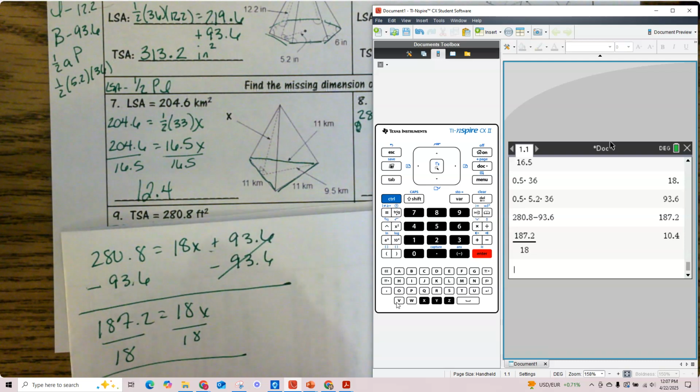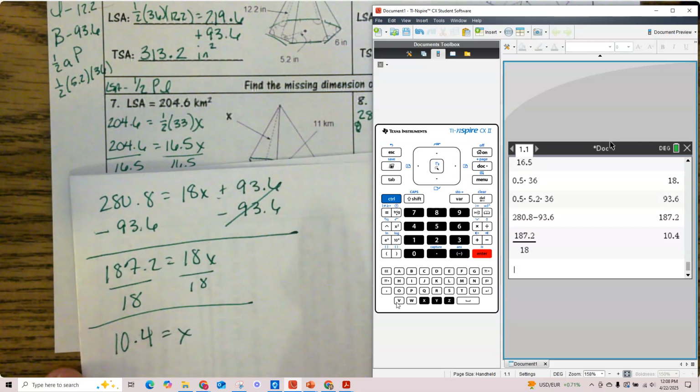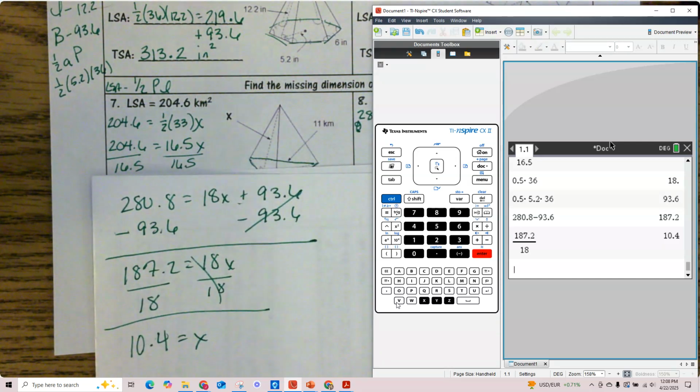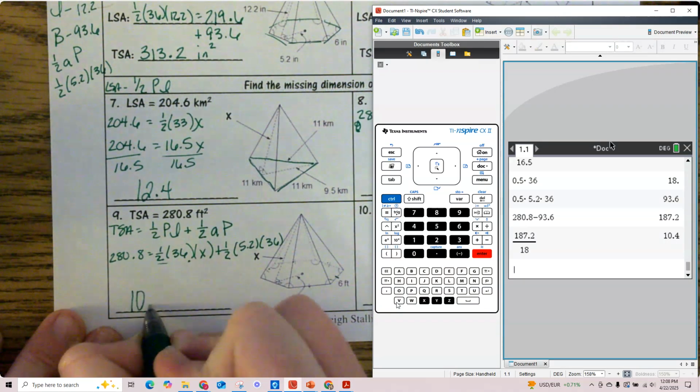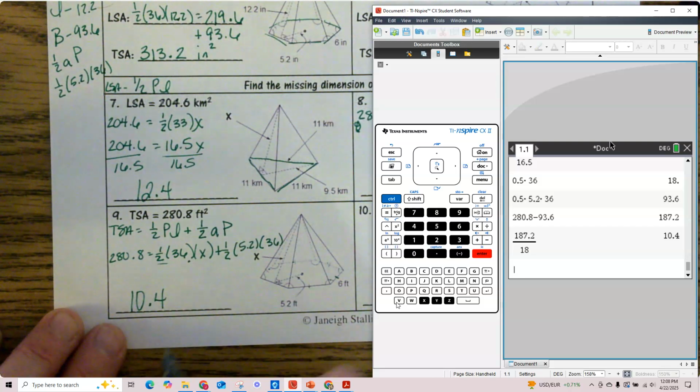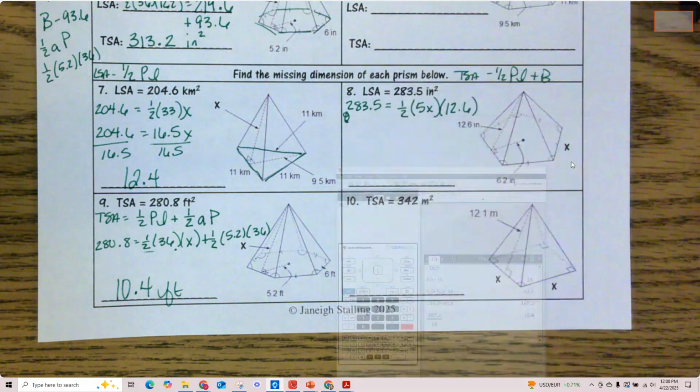Can you solve those with Insolve with Menu 3.1? Absolutely. So we get 10.4 equals X, because there's no exponent. Again, I just want to expose you guys to it because it's coming. All right. Last one on this page.